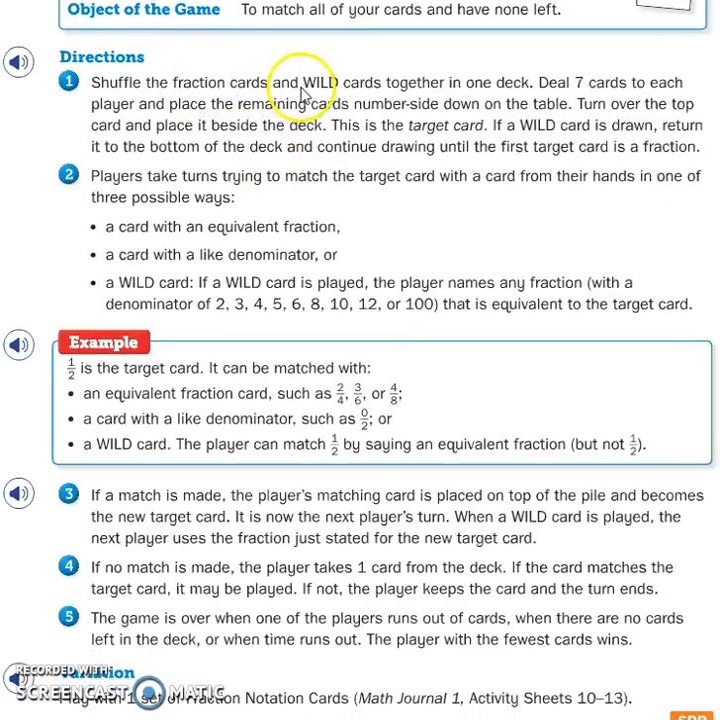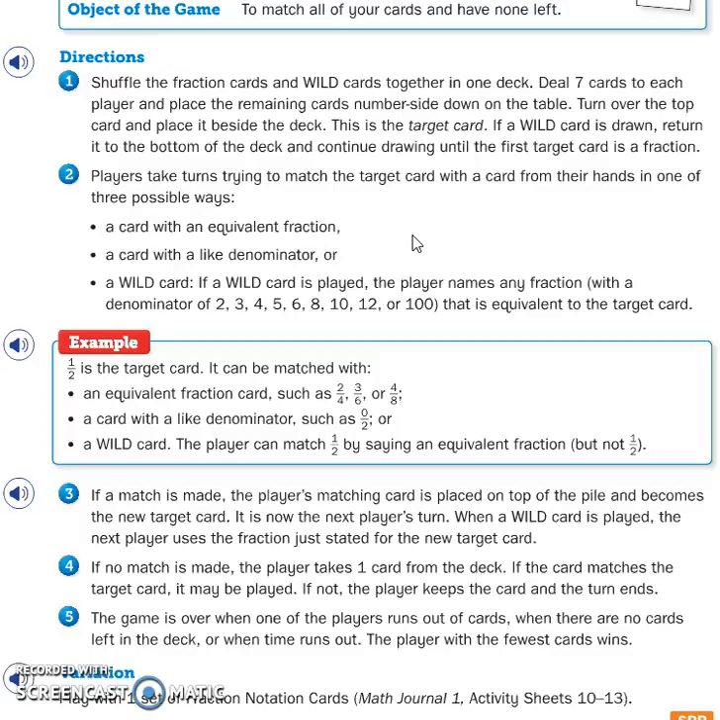Shuffle your fraction cards and the wild cards together in one deck. Deal 7 cards to each player, then place the remaining cards, number side down, on the table. You will then take the top card and place it next to the deck. This will become your target card. It will be face up. If a wild card is drawn at this time, just put it at the bottom of the pile and draw a new one until you have your first target card where it's a fraction.